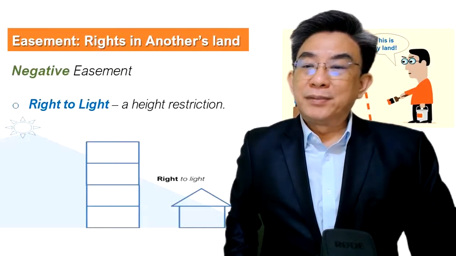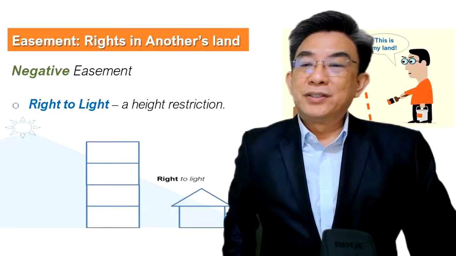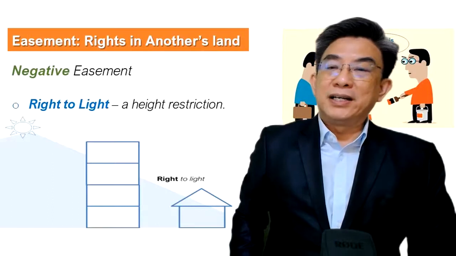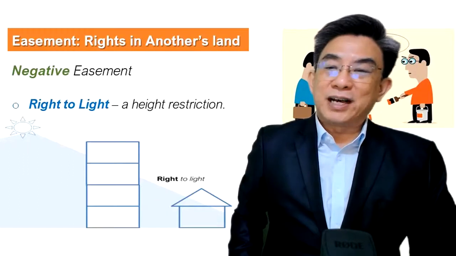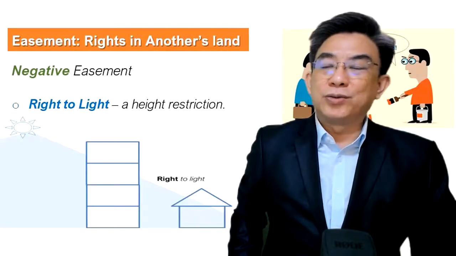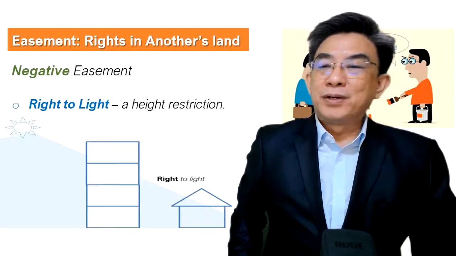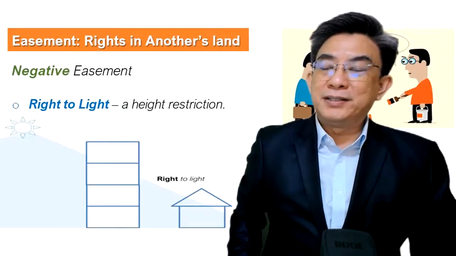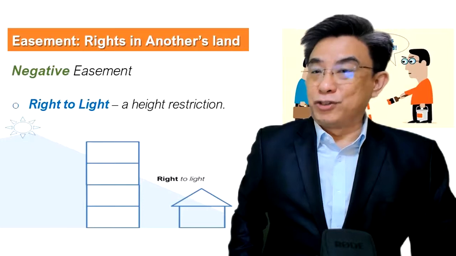Now, an example of negative easement. Right to light, a height restriction. I don't know whether you can see the example clearly. Say, for example, in Telok Kurau, in the past, not now, because now you will see a lot of low-rise apartments already, plenty in Telok Kurau estate. But say some years ago, maybe 20, 30 years ago, when there were fewer such apartments, you'll find that two bungalow owners may have this kind of restriction.